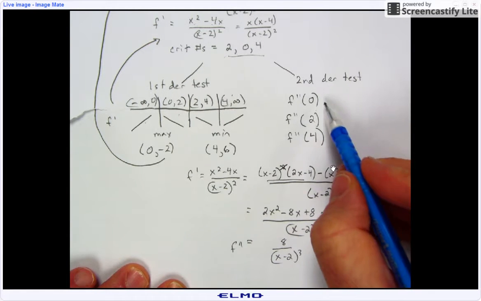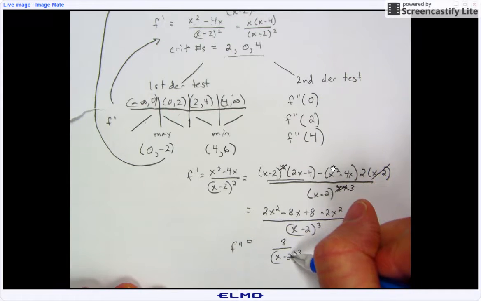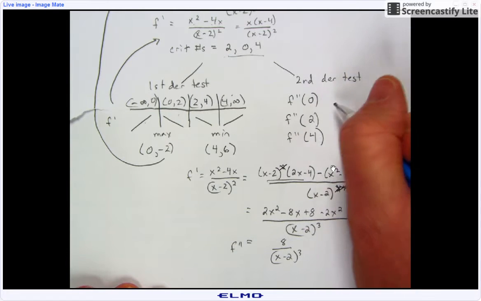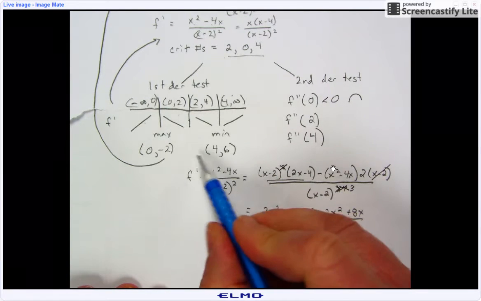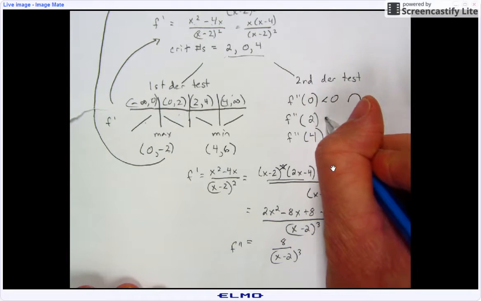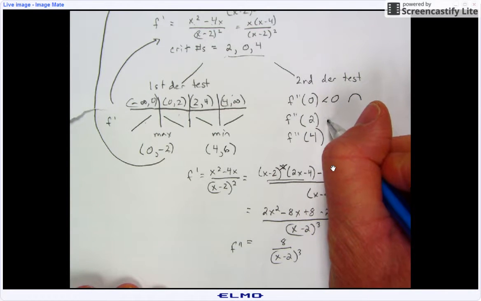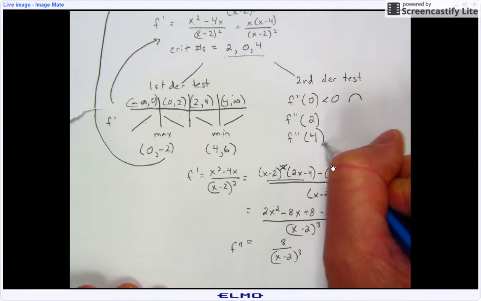To use it for the second derivative test, I plug in numbers. So I plug in 0. F double prime of 0 is 8 over negative 8. So it is less than 0, which means it's concave down, which verifies that I have a max. If I plug in 2, it's undefined, which tells me I have a possible inflection point there. So I don't do anything. There's nothing I can do.